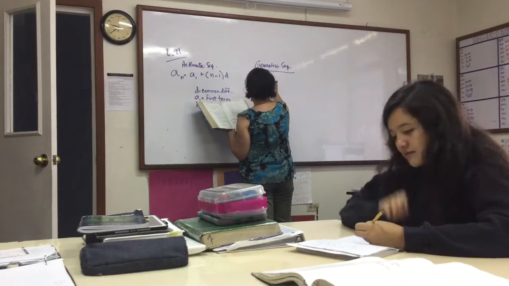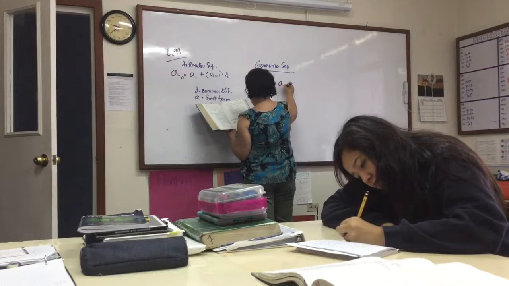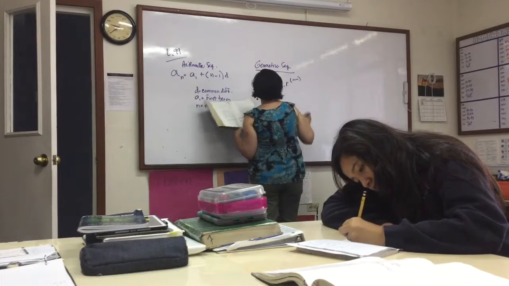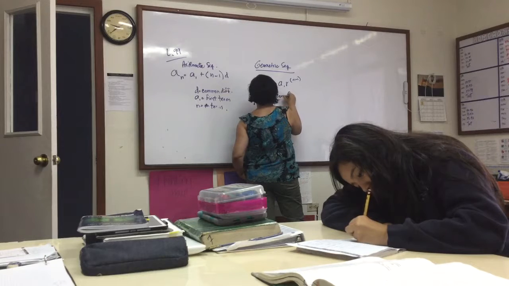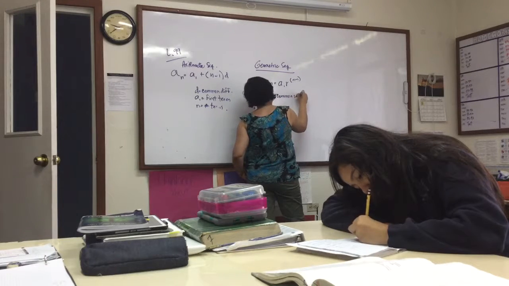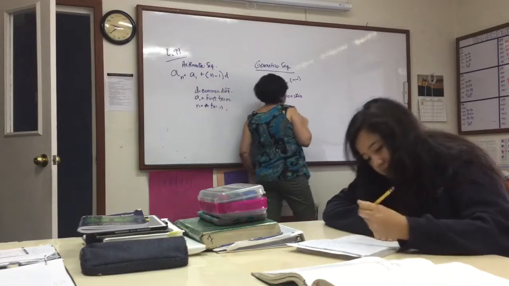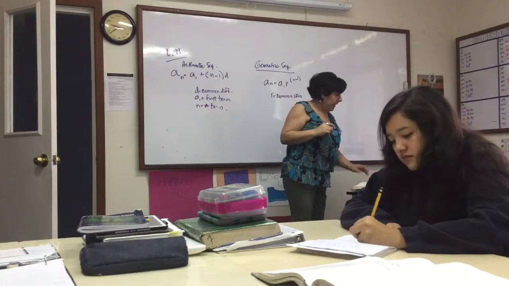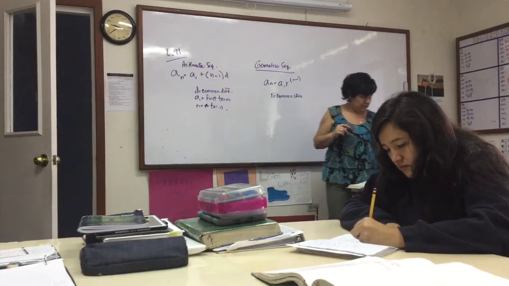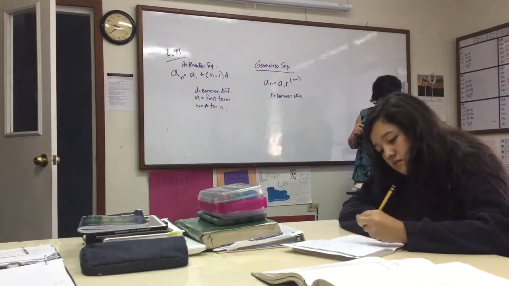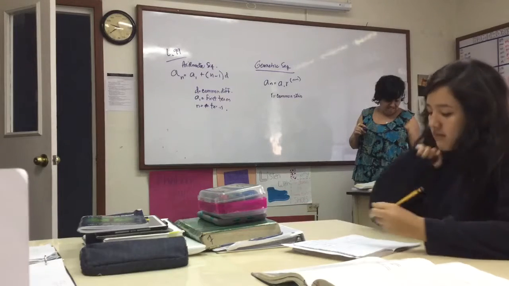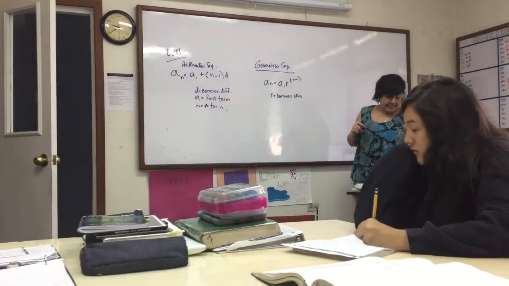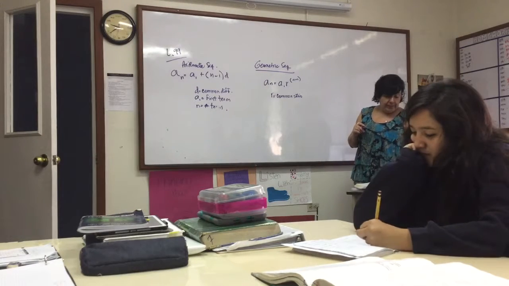And this one was like this: a sub n equals a sub 1 times r to the n minus 1, where r is the common ratio. And everything else is the same. Now, there's nothing new here. The only difference is that they're going to give you things with variables.